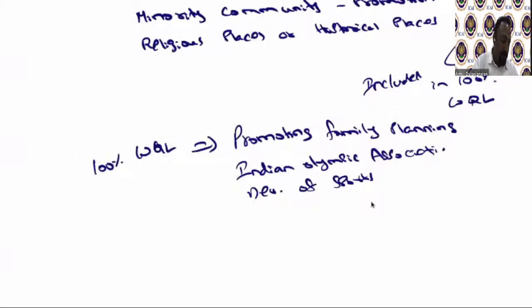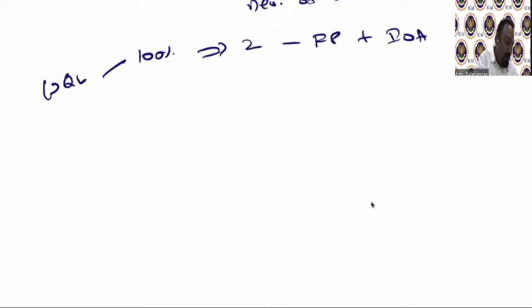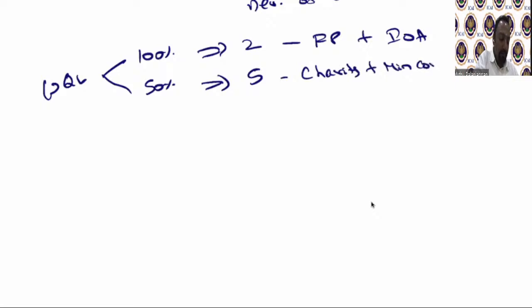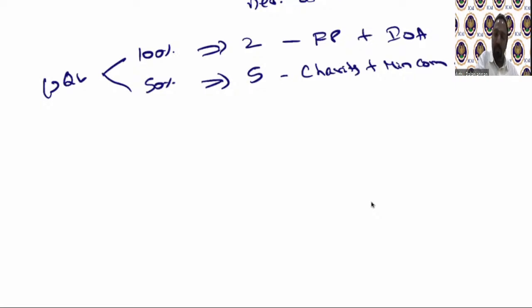Now we'll come back here. So now I know with qualifying limit, for 100% there are two, that is family planning and Indian Olympic Association. And then I know there is 50%, which has how many? Which has 5. So we said what? Charity, 2 in charity, and then minority community, so 3, then you have housing accommodation and infra. So that is one thing.